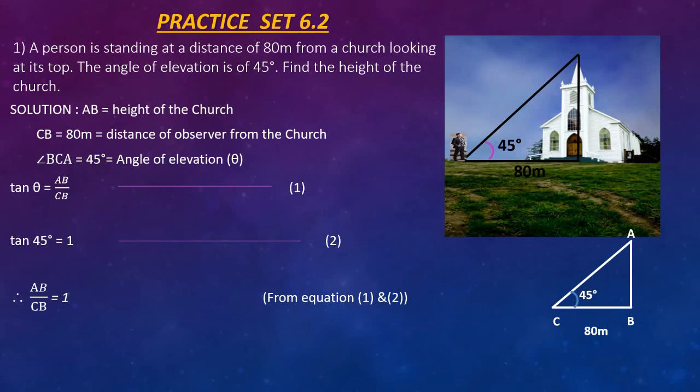Let us substitute the value of CB over here. The value of CB is 80. Therefore we get AB is equal to 80, which is equal to CB. So hence AB is 80 meters. AB is the height of the church. So we get the height of the church as 80 meters.